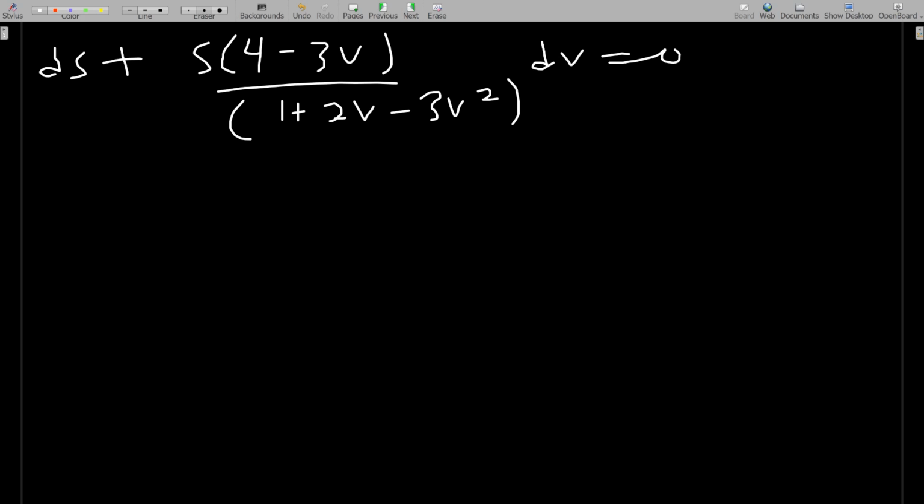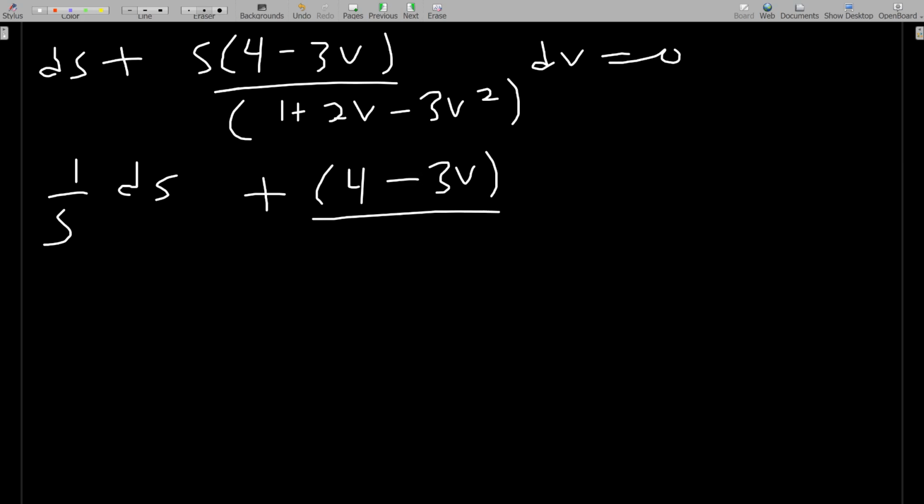Okay, when I divide through by s, what do I have? This whole thing, let me multiply by 1 over s. So 1 over s here times the s, and plus, when I multiply 1 over s by here, this s will take this s away, and so in effect I have only v here. V components 4 minus 3v over 1 plus 2v minus 3v squared dv, and this should be equal to 0.